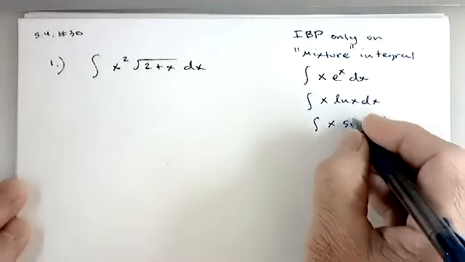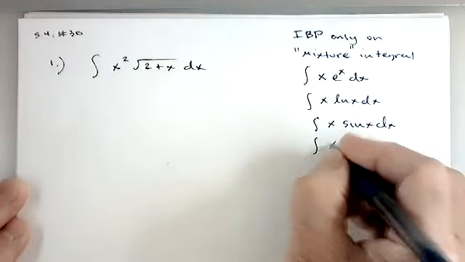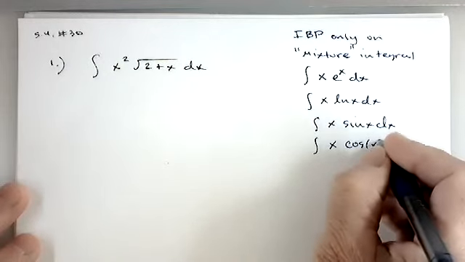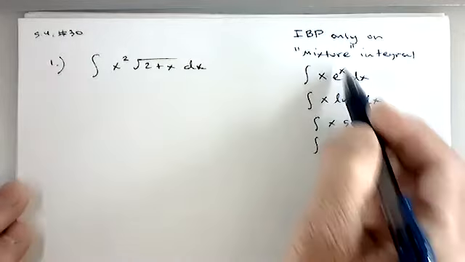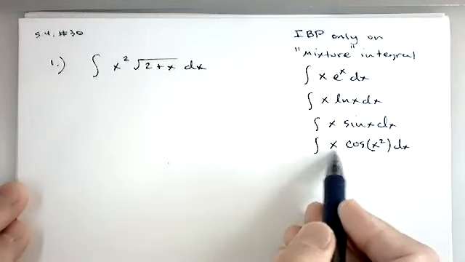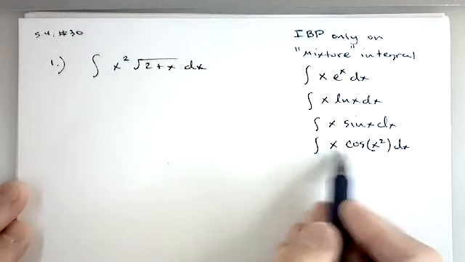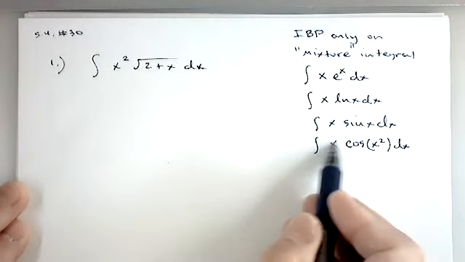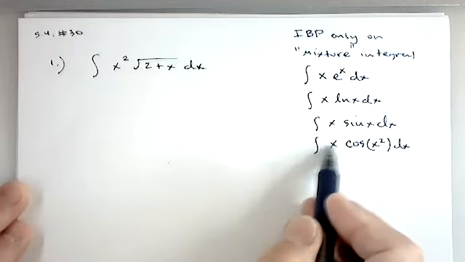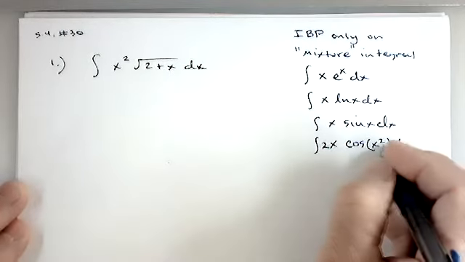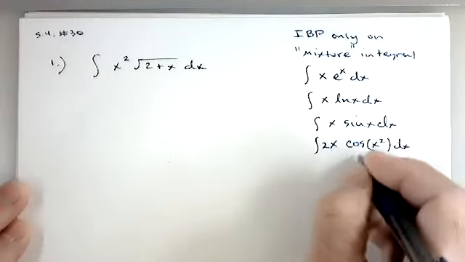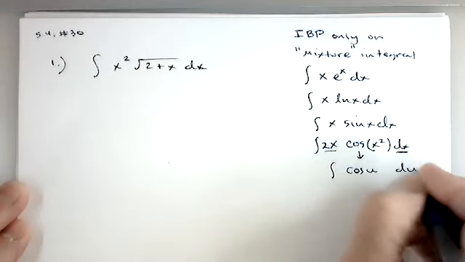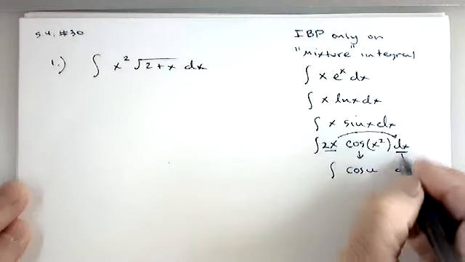And let me throw one more in there. How about x times, let's say I had cosine of x squared. Okay. All of these are mixture integrals. And with the exception of this one, if you think about it, this would be a u substitution. Because if you let u equal x squared, du is going to be 2x, which is close to what we have here. I'm just going to make it really obvious, okay? If I let u equal x squared and that was a 2x dx, this is just going to turn into cosine of u, and the 2x and the dx together become your du.